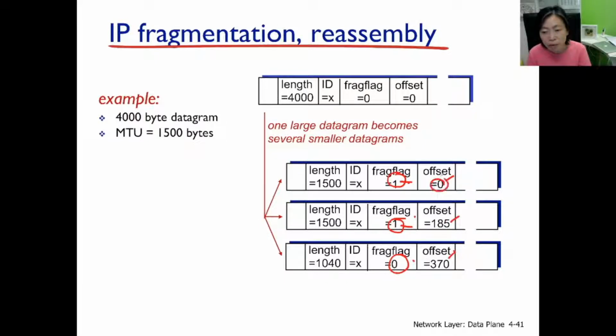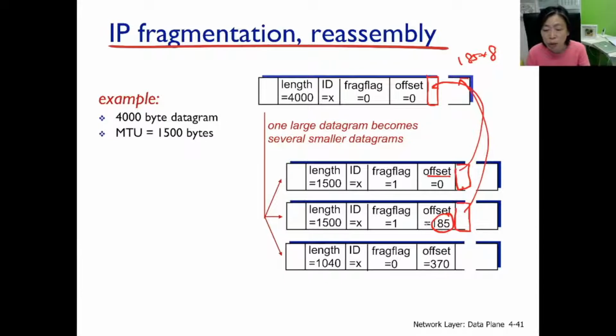Those carrying smaller offsets earlier. In fact, what the offset is saying is the position of the first byte here in the original data packet. So the first byte here is the original byte 0. The first byte here is the original byte something. It's not exactly 185, it's actually 185 multiplied by 8. So the offset is actually counting 8 bytes at a time.